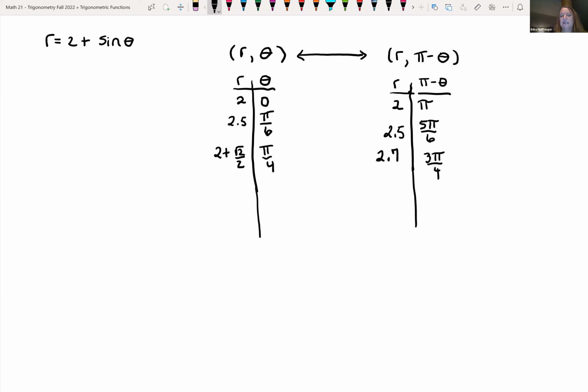Now let's look at plugging in pi thirds. So pi thirds, I know sine of pi thirds is root 3 over 2. And so square root of 3 divided by 2 gives us approximately 0.9. And so that would give me approximately 2.9. If I look at pi minus pi thirds, that would give me 2 pi thirds.